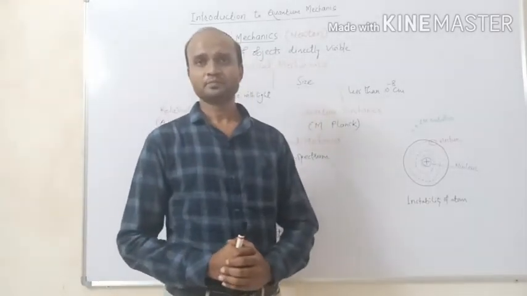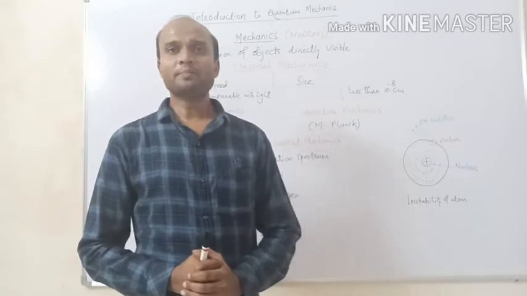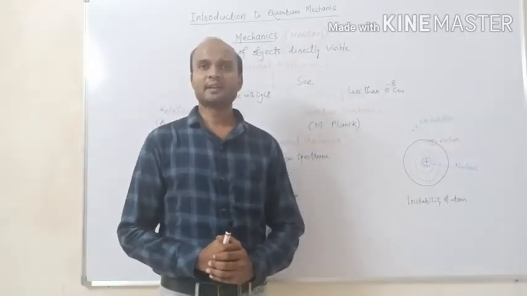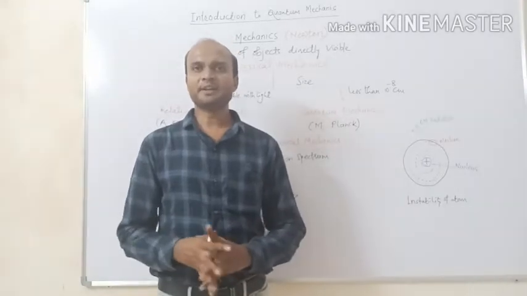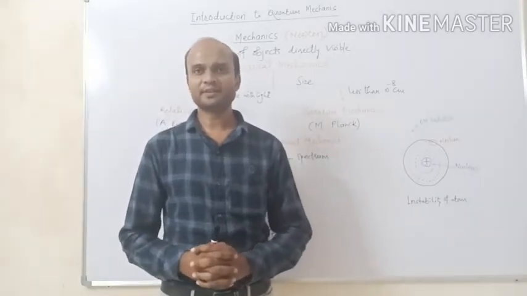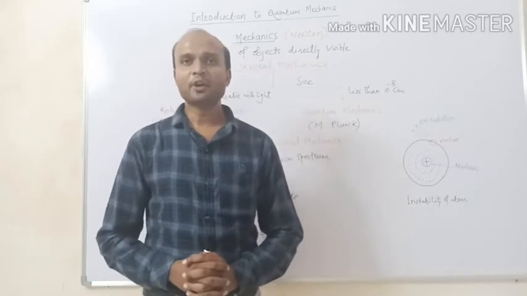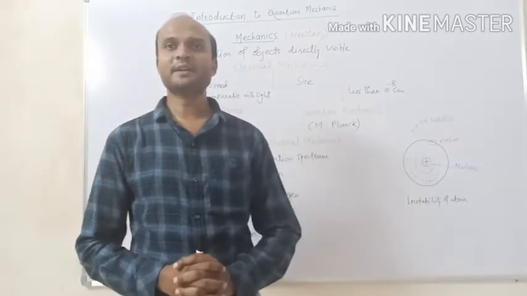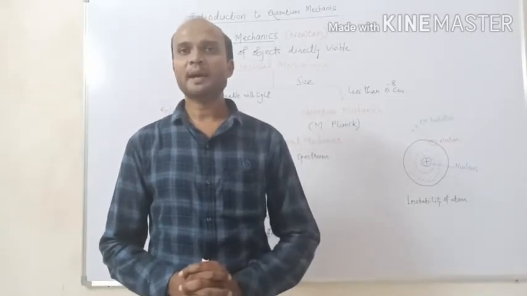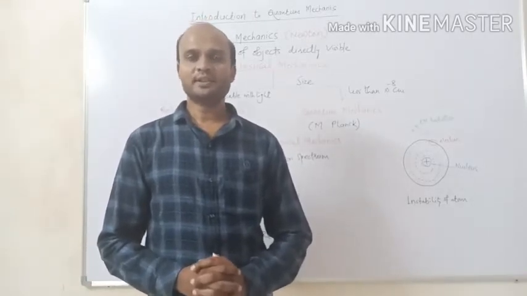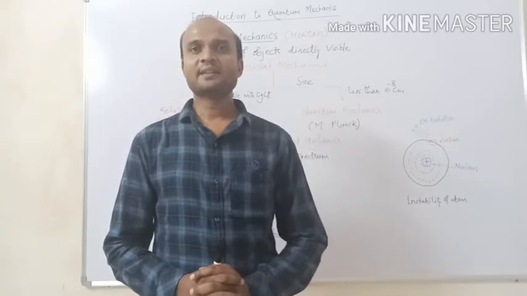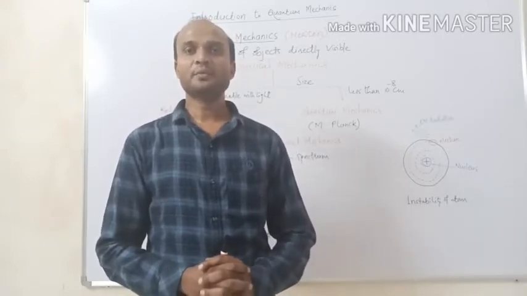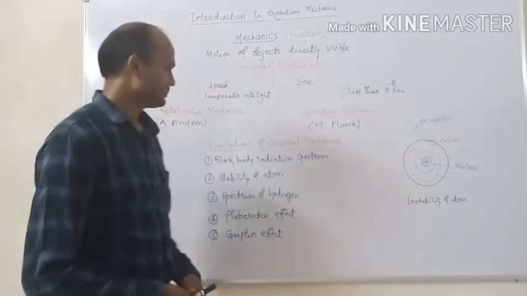But at the end of the 20th century, different experiments were performed by different scientists, and the theoretical explanation of these experiments could not be given by classical physics. So these are the limitations of classical physics. Here we study certain limitations.